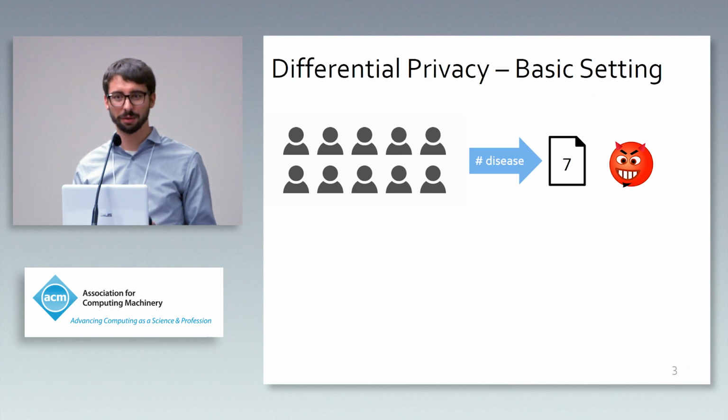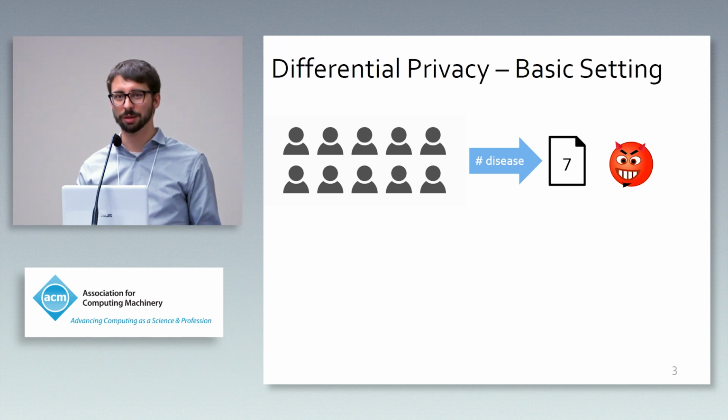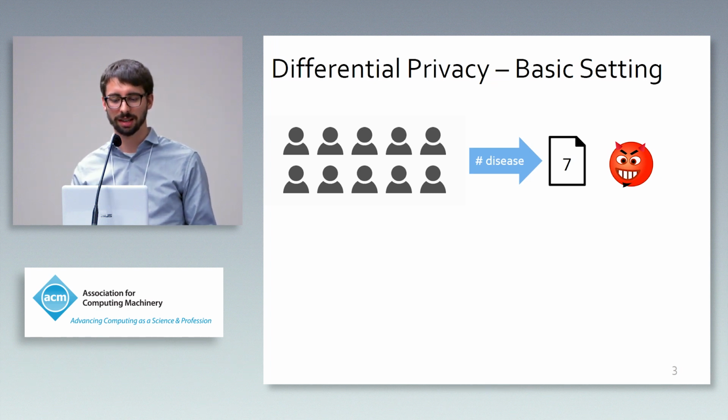that contains sensitive information about users, and we run some kind of algorithm on this database. In this example, we report the number of people in the database that have a particular disease. Then we get this number and we publish it, which in particular also means that an adversary is able to see this data.